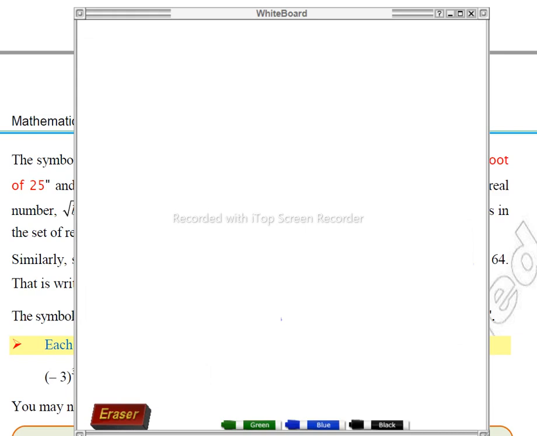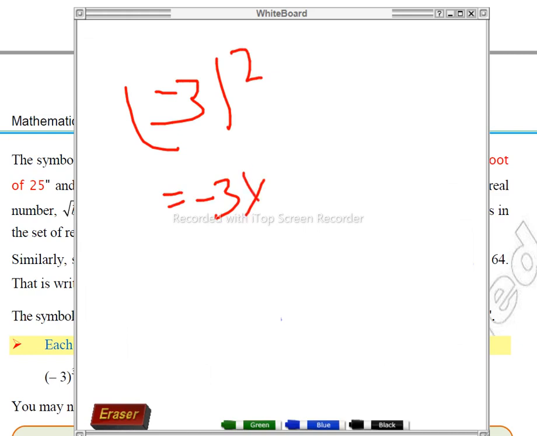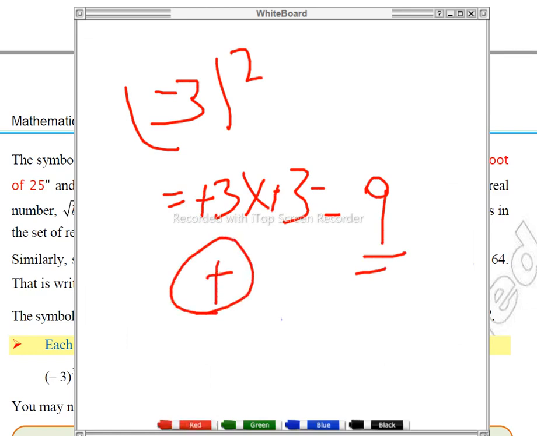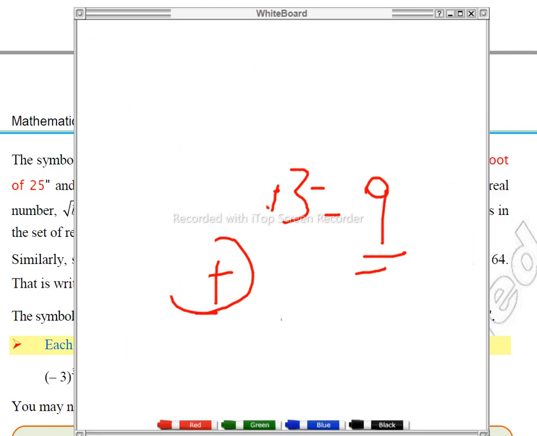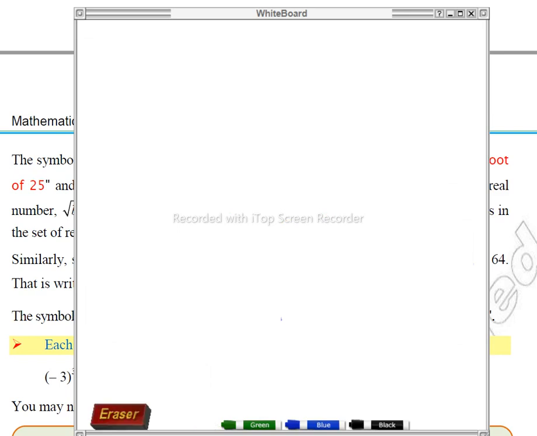For example, if you take negative 3 the whole squared, this means negative 3 times negative 3, which is equal to 9, because negative times negative gives us positive. So when we square any number, it gives us a value greater than 0.